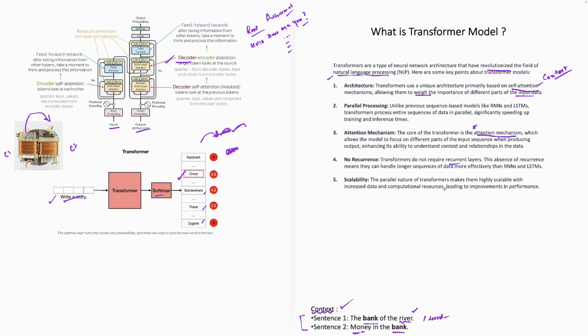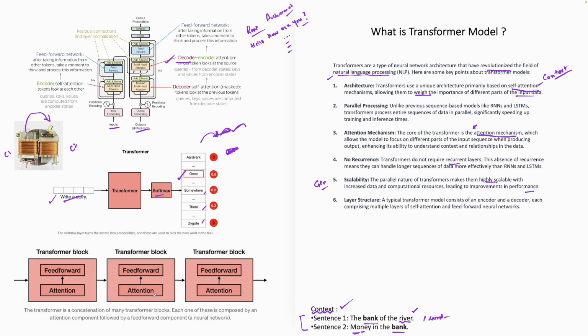And the parallel nature of transformers makes them highly scalable, with increased data and computational resources leading to improvement in performance. So that's why there's a concept of GPUs these days. GPUs are becoming very popular. So you'll see when we study our AI architecture, or the AI infrastructure, I should say, GPUs, just like CPUs, you have GPUs, the graphical processing unit. And the beauty of GPU is that you can have thousands of cores that are running in parallel, right? So that is the thing. The parallel nature of transformers makes them highly scalable.